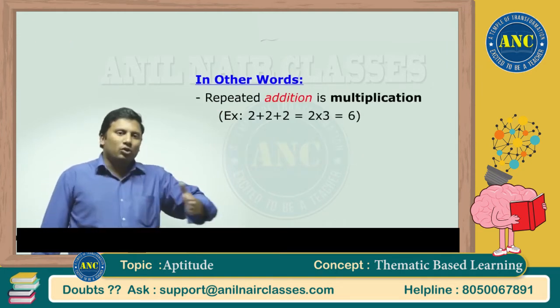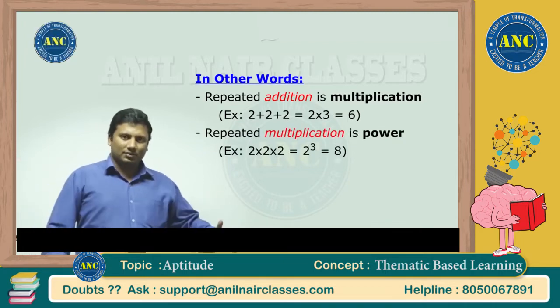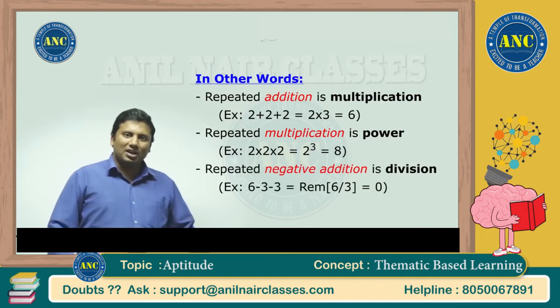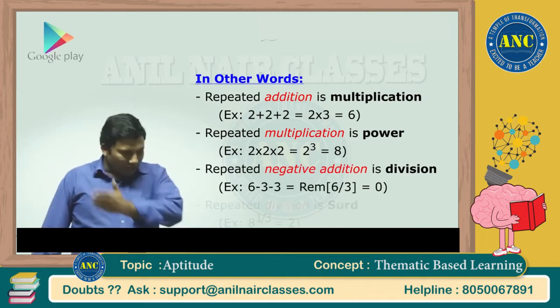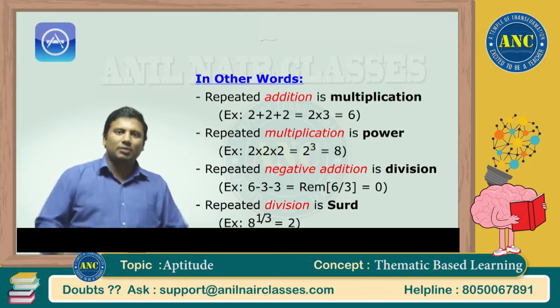If you repeatedly do addition, you will get into. If you repeatedly do into, you will get power n. If you repeatedly do negative addition, you will get division. If you repeatedly do division, you will get power 1 by n, which is nothing but a surd.